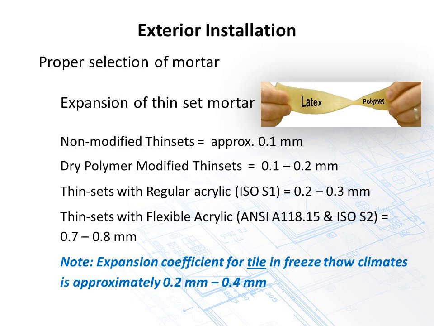Think about that though. When you have a huge wall like that, that adds up to be a lot. So that's very important. And more important, if you've got a tile moving in freeze-thaw climates, and again, these are general numbers, you can imagine if you just have an inexpensive dry polymer modified thin set, it may not perform as well as the tile wants it to. That's not good.